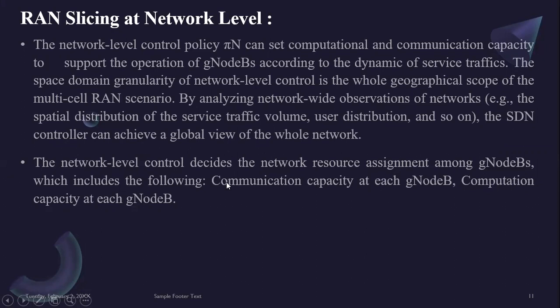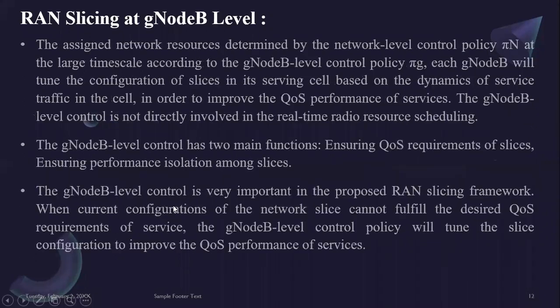The network level control decides the network resource assignment among GNodeBs, which includes the following: communication capacity at each GNodeB, computation capacity at each GNodeB, RAN slicing at GNodeB level. The assigned network resources are determined by the network level control policy PIN at the last time scale according to the GNodeB level control policy PIG.